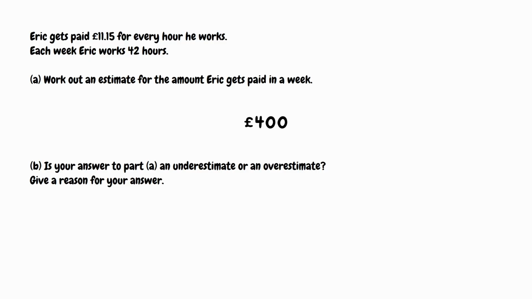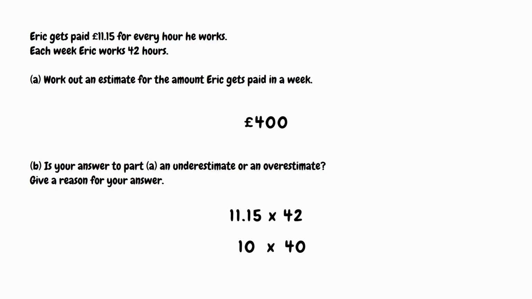So as we said at the beginning, if we wanted to figure out the exact amount Eric earned in a week, we'd have to multiply 11.15 by 42. But when we rounded, we started with the 11.15 and we rounded that down to 10. And then for his hours, he actually worked 42 hours. But when we rounded this to one significant figure, we rounded it down to 40. And then we multiplied these numbers together to give us our £400.